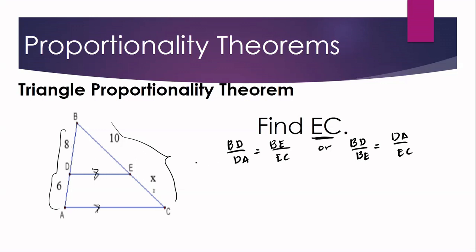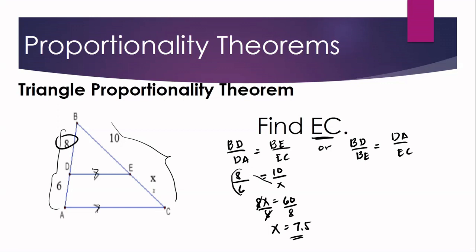Let us substitute. BD based on here is 8. So we have 8 over our DA, which is 6, equal to BE, which is also given, 10, and then EC is unknown. So let us use the variable X. Now you can use cross multiplication, of course. So we will have 8X is equal to 6 times 10. That is 60. And you are going to divide both sides by 8. And 60 divided by 8 is actually 7.5. So the value of X is 7.5.